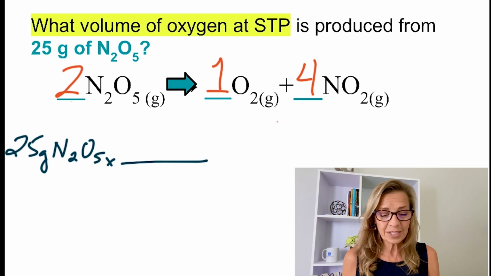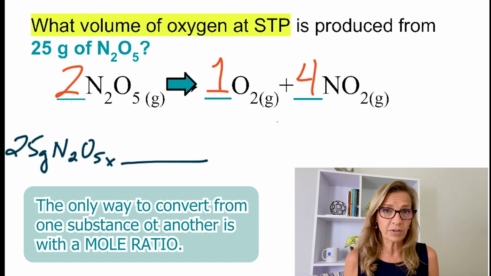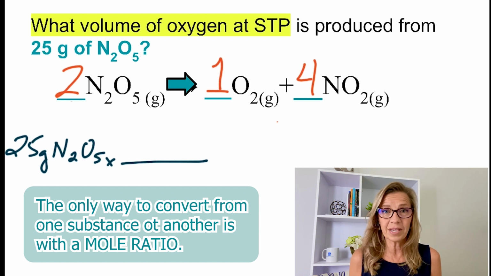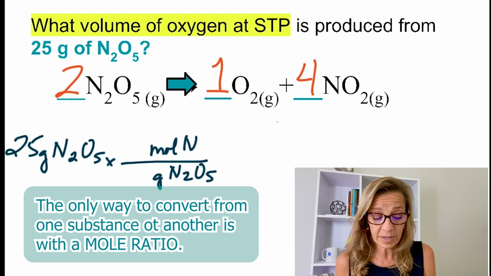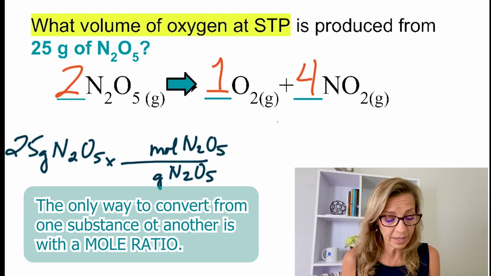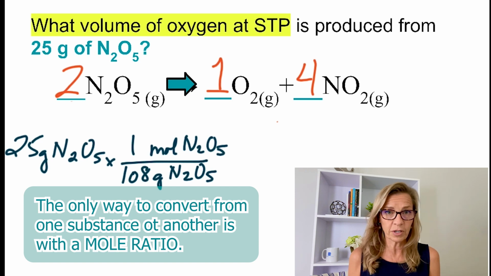So first thing we have to do is get to moles. Now, how do you know that you have to get to moles? Well, here's the trick. If you're going from one substance to a different substance, you'll need a mole ratio. So before I can use a mole ratio, I have to be in moles. So step 1 is get to moles. So in 25 grams of N2O5, I'm going to trade in grams for moles, and that would be the molar mass, and that is 108.